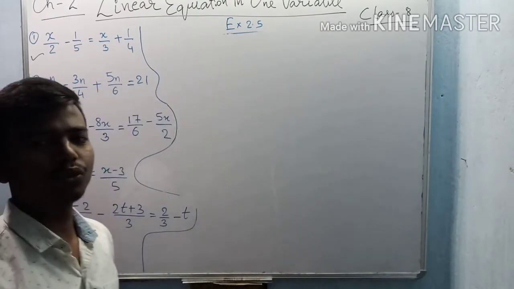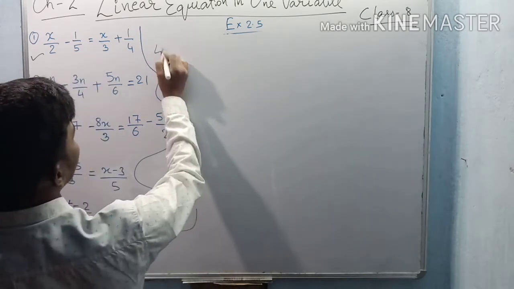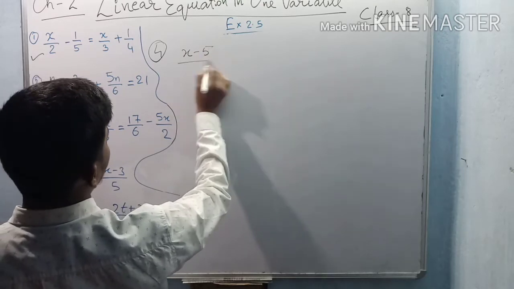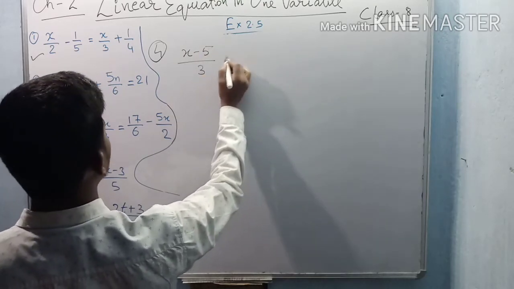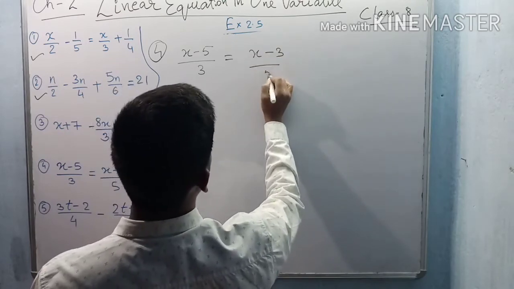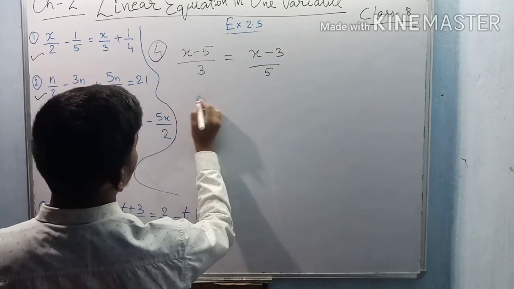So let's move to the fourth question of the exercise 2.5. What is the fourth question saying? The fourth question is (x minus 5) divided by 3 equals (x minus 3) by 5. This is a very simple question. You can take the LCM or you can just cross multiply.